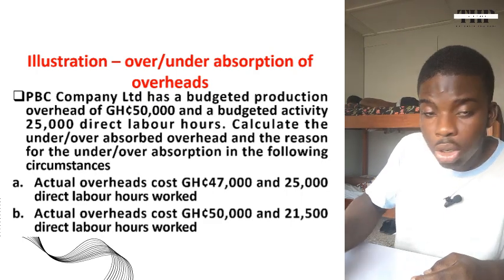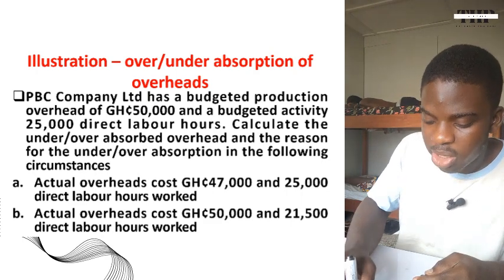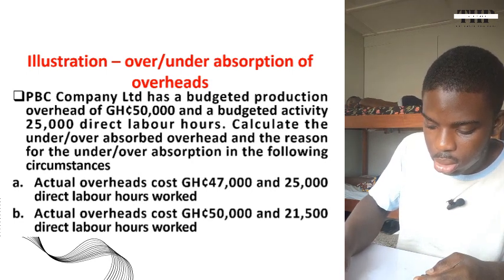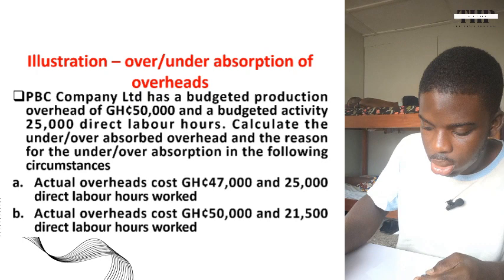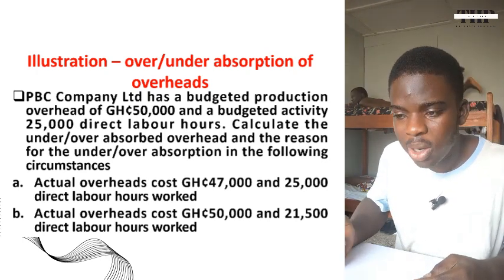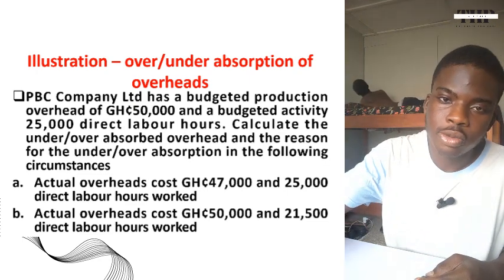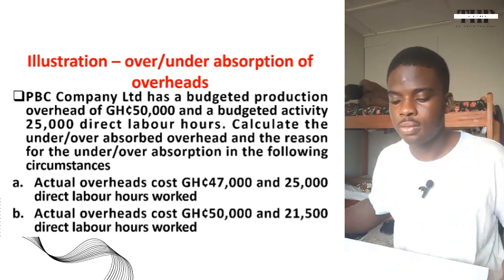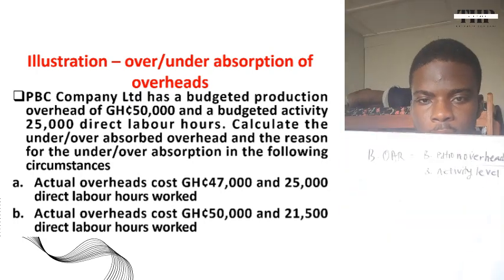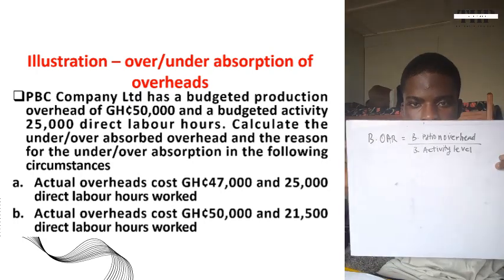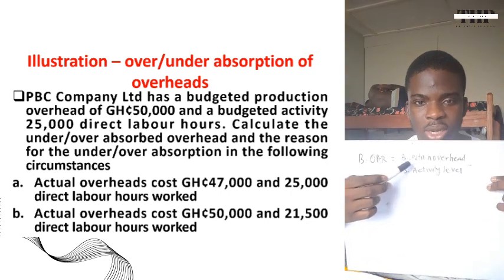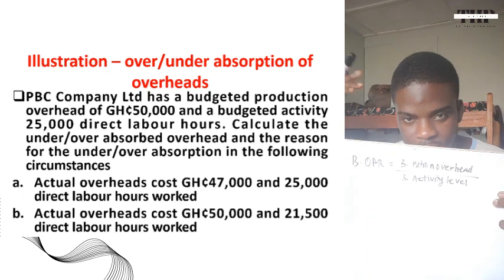Overhead, all over what? The budgeted activity level. Right. Now in this question, what was our budgeted activity level? Our budgeted activity level was 50. So budgeted overhead absorption rates. The B stands for budgeted.